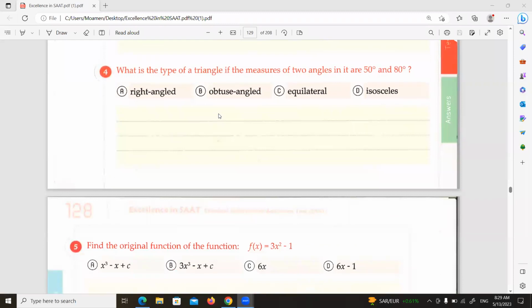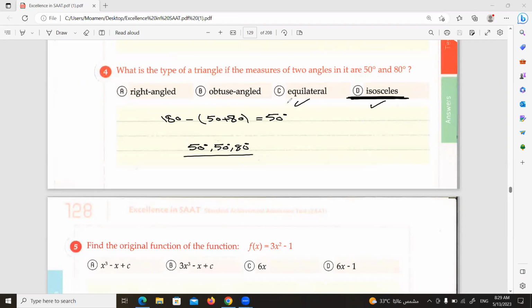Number 4, what is the type of the triangle if the measures of two angles in it are 50 and 80? The sum of the measures of the interior angles of any triangle is 180. So we get the third angle: 180 minus (50 plus 80). It will be also 50. So now the three angles are 50, 50 and 80 degrees. So we have an isosceles triangle: two sides are equal, two base angles are equal.